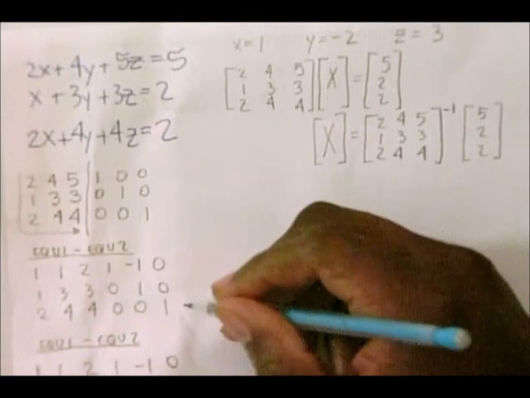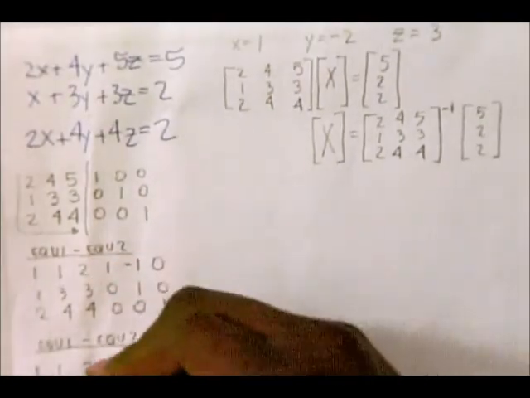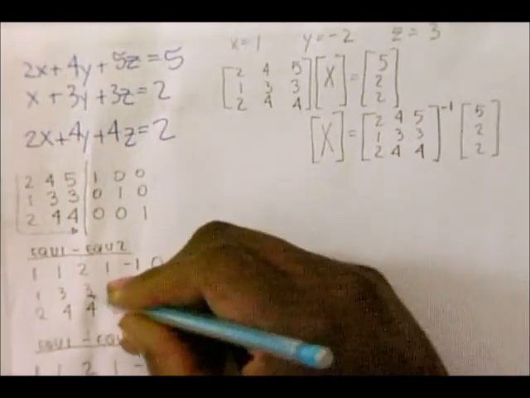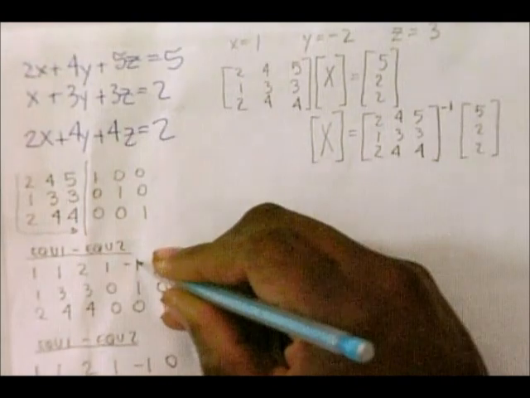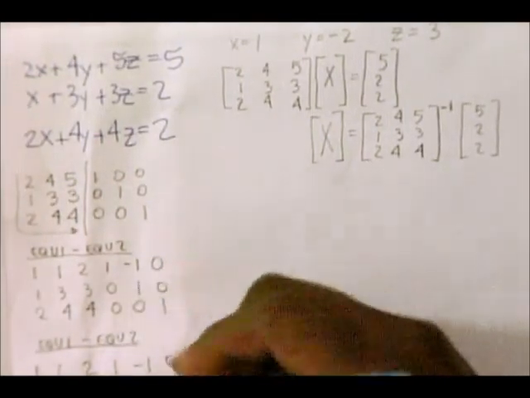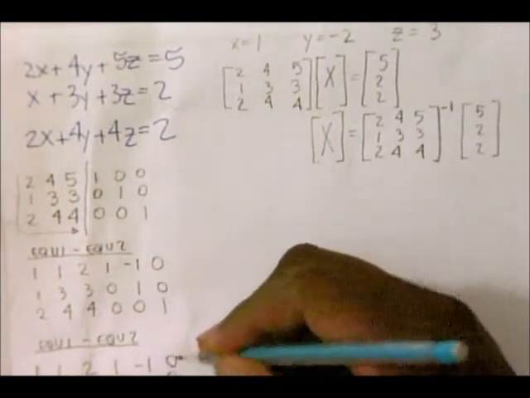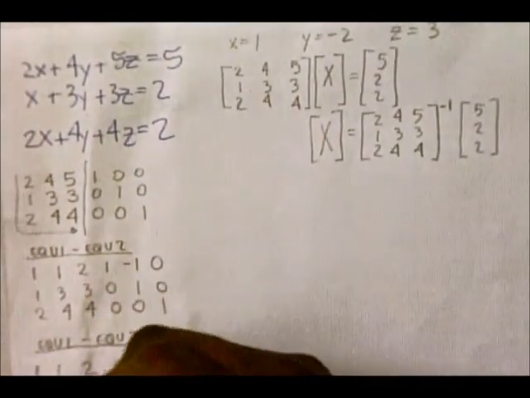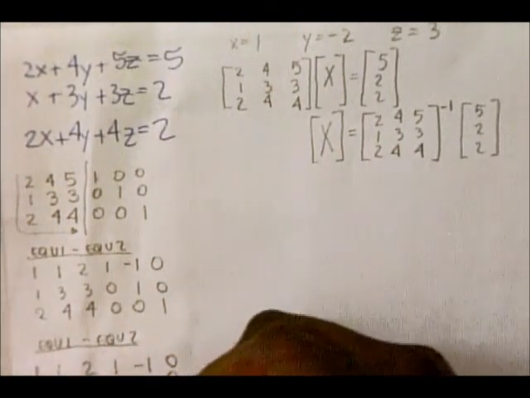Now we're going to subtract. 1 minus 1 is 0. 1 minus 3 is negative 2. 2 minus 3 is negative 1. 1 minus 0 is 1. Got to be careful with your arithmetic. Negative 1 minus 1 is a negative 2, and 0 minus 0 is, of course, 0. Let's keep the third row the same. 2, 4, 4, 0, 0, 1.